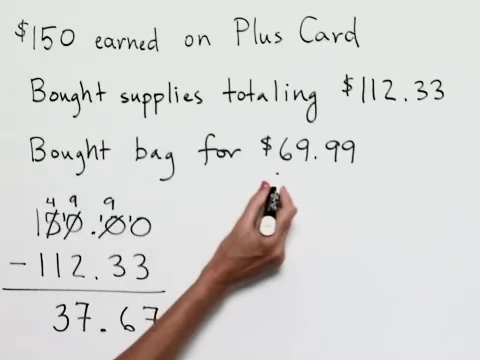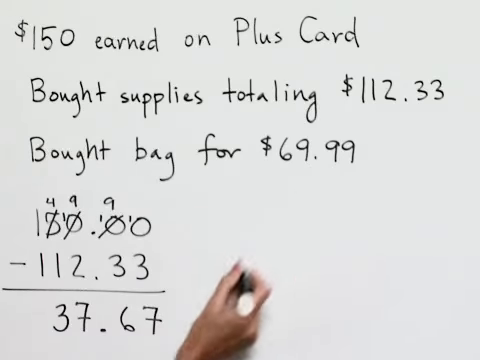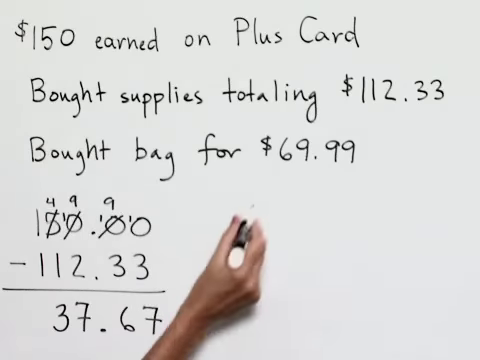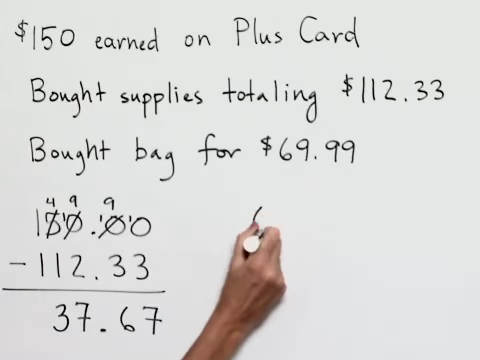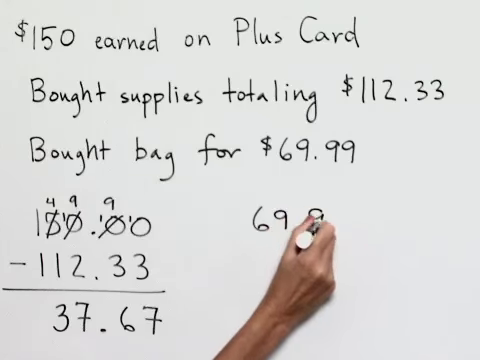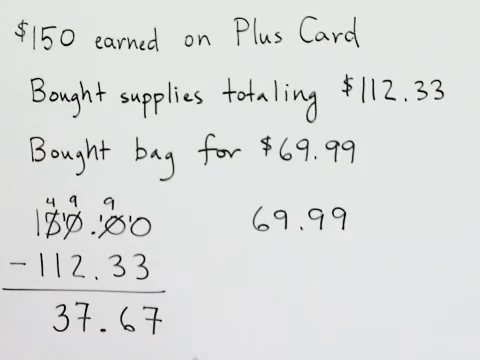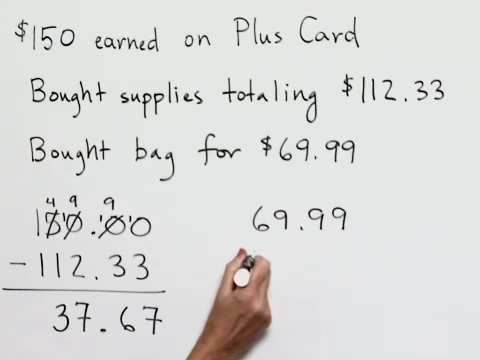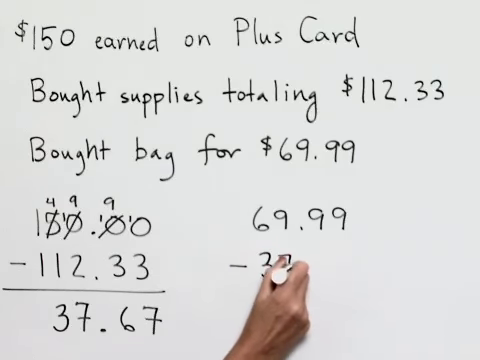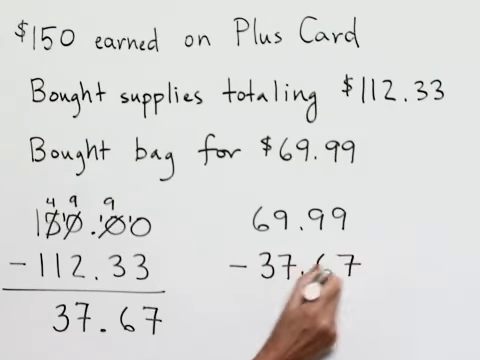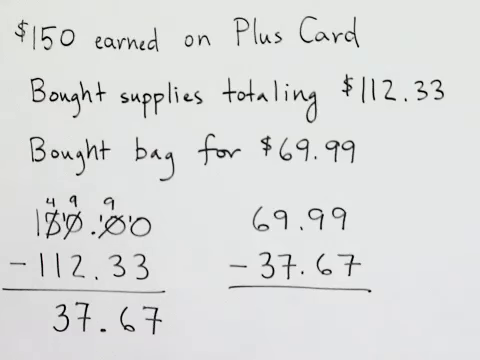However, we want to buy a bag for $69.99. We need to find the difference between these in order to determine how much he actually has to pay in cash. So if we take the $69.99, the total for the second transaction, and subtract from it the points that we have on the Plus card, which is monetarily $37.67, we can subtract to find out how much he has to pay in cash.